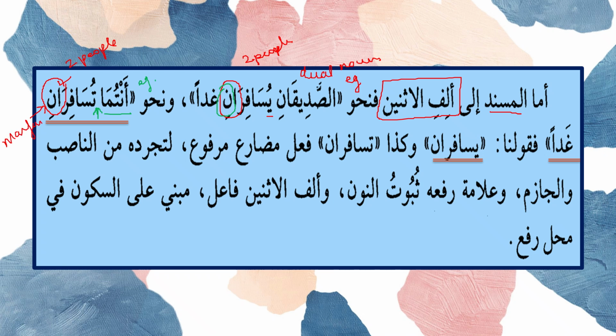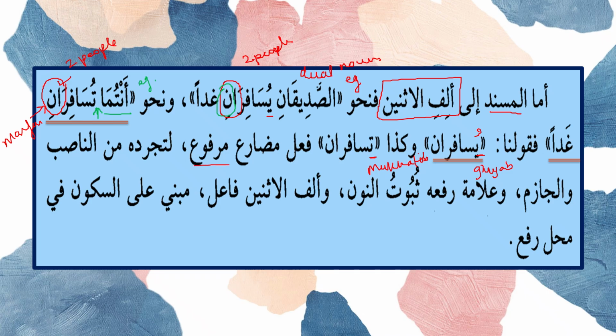So now we say yusafiran, and likewise tusafiran. Both of them are the same, but the ta and the ya are a difference. The ya tells us that it is from the ghaib group, the third person, and the ta tells us it is mukhatib. We are talking, we are addressing two people. So fi'l mudari', they both are fi'l mudari' and they both are marfu'.